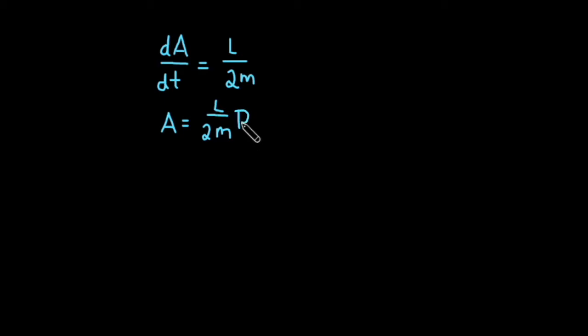Equal areas in equal times means that the change in area an object sweeps through over the time elapsed must be equal to a constant. That constant is L over 2m, as we showed in the last video. Once the object has completed a period, it will have swept through the entire area of the ellipse, so we can rewrite the above equation as the area, A, equals L over 2m times the period P.